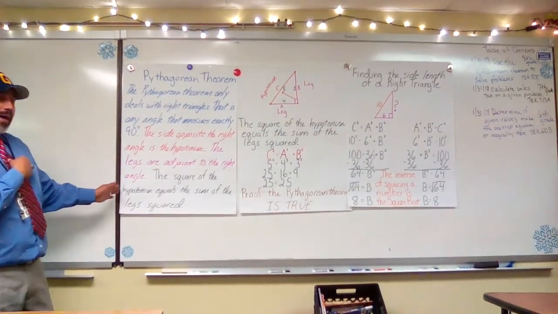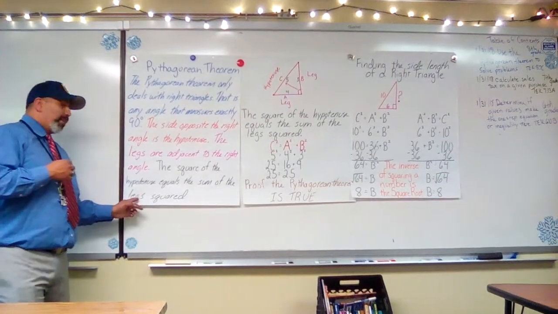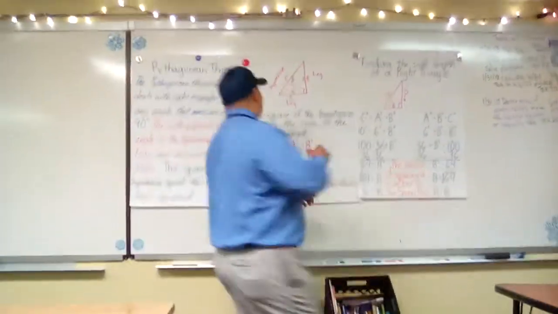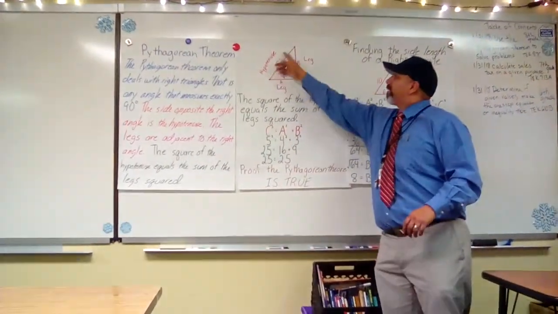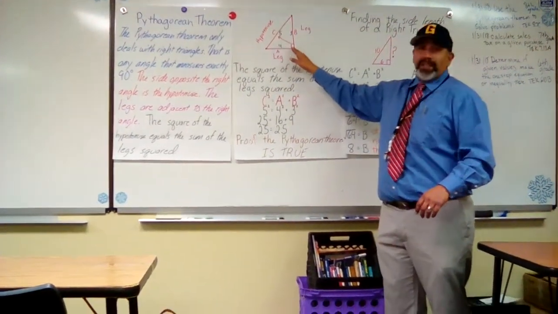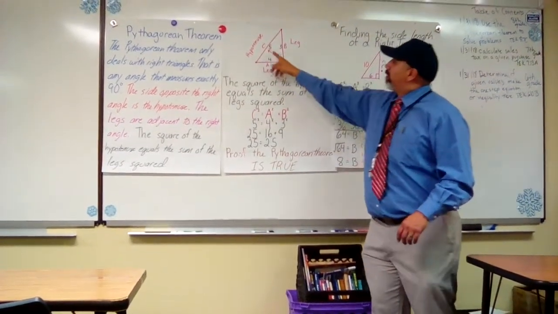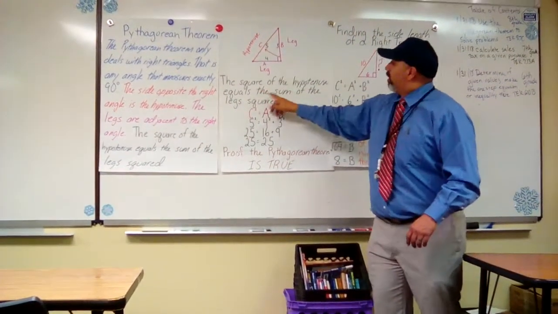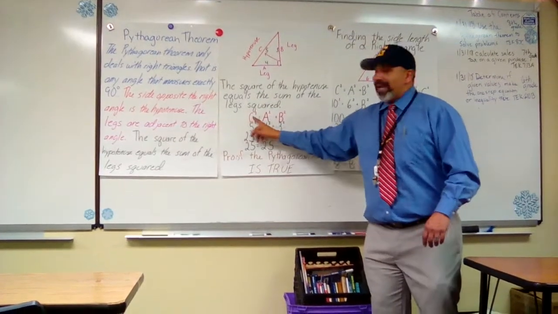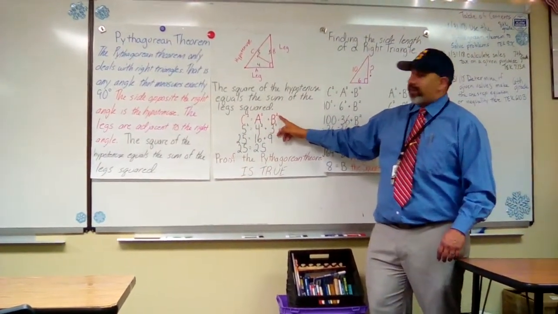The square of the hypotenuse equals the sum of the legs squared. Where we have the diagram, we have our hypotenuse, which is going to be the opposite side of the right angle. So the square of the hypotenuse equals the sum of the legs squared. So we have c squared equals a squared plus b squared.